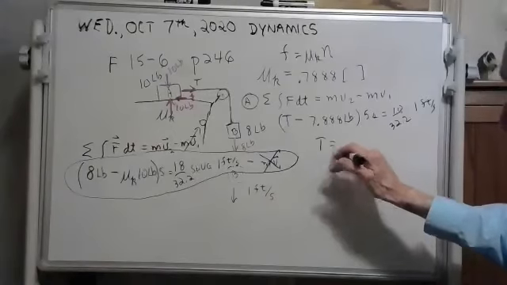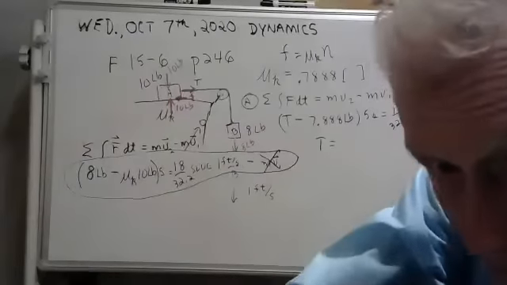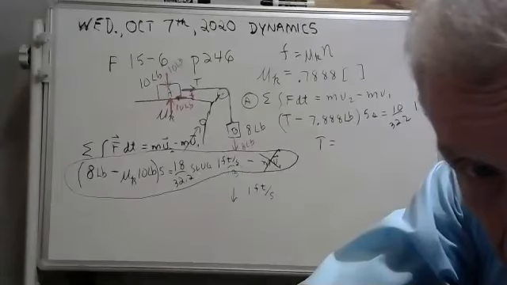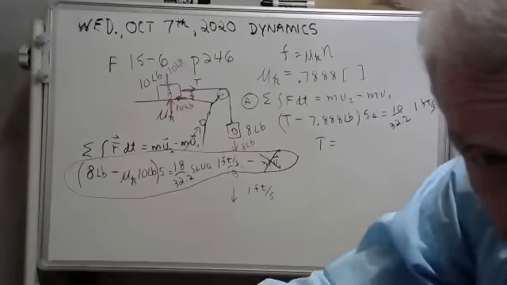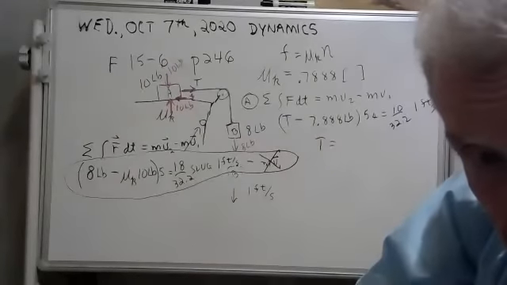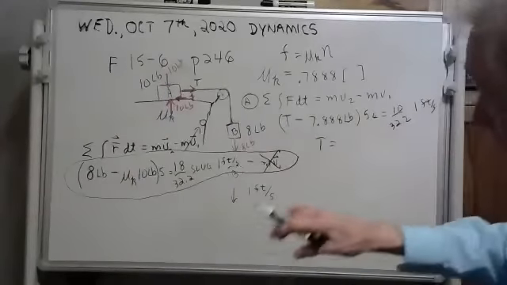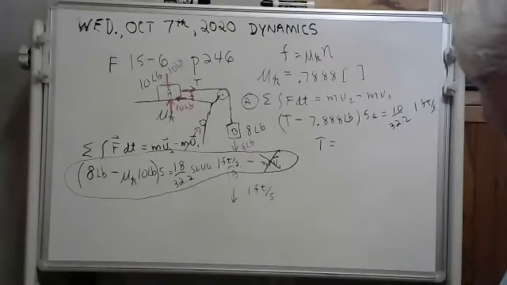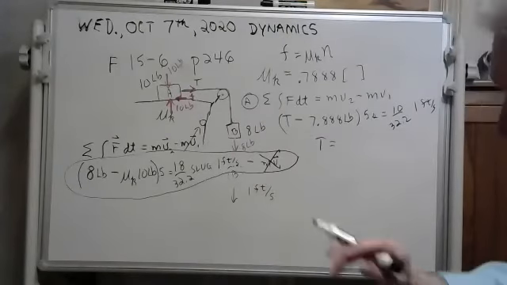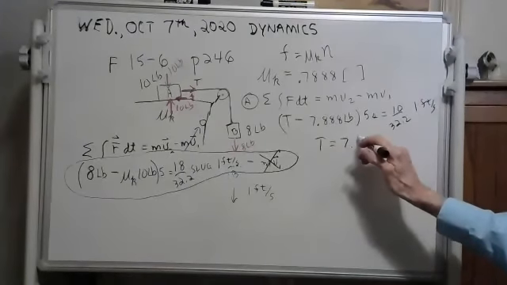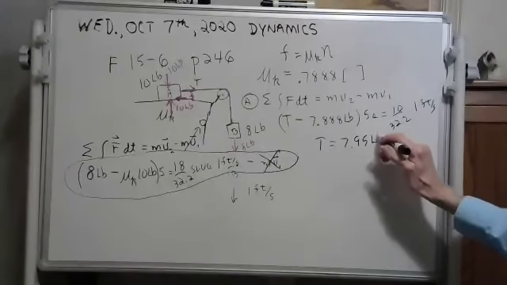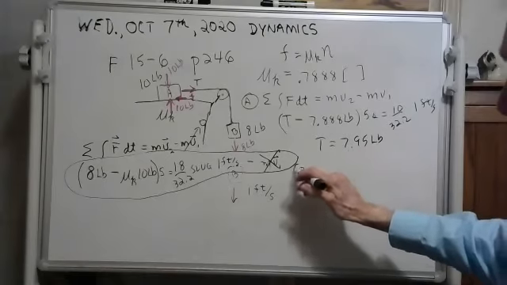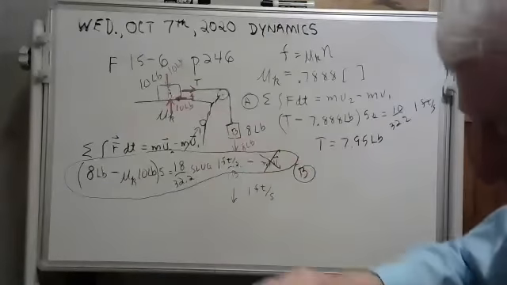Well, I got a value for tension. Let me go to one of my excellent students here. Ashley, I don't think I've picked on you all morning. Do you have the tension yet from here, Ashley? 7.95 pounds. That's what I got. I got 7.95 pounds. Now, just to check it, let's do the same thing for body B.